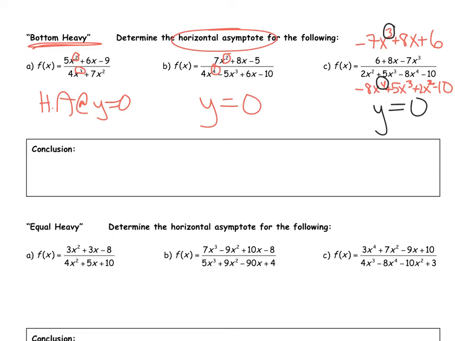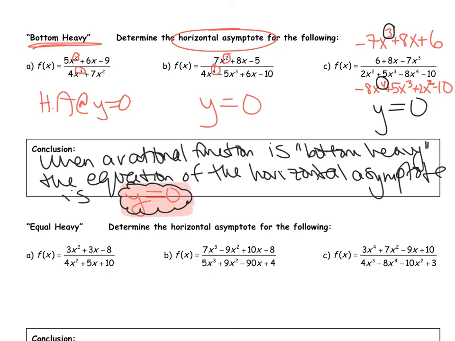So let's just draw out our conclusions here. Again, if I had my graphing calculator with me, I would be able to show you why this exists. But let's write down our conclusion. The major takeaway from this is that when a rational function is bottom heavy, the equation for the horizontal asymptote is y equals 0. I'll write that down for you now. So there you have it. When a rational function is bottom heavy, the equation of the horizontal asymptote is y equals 0. Let's move on to equal heavy and then top heavy.